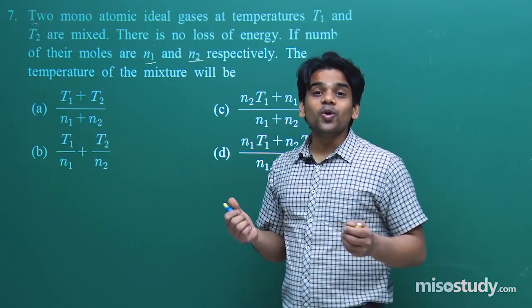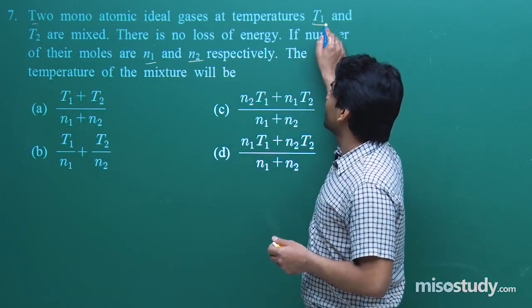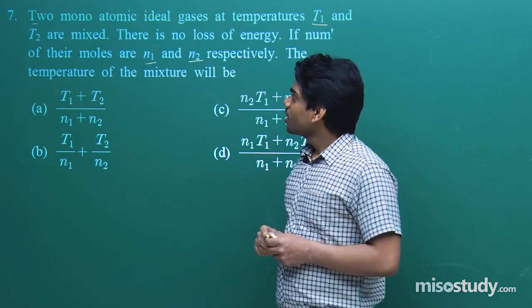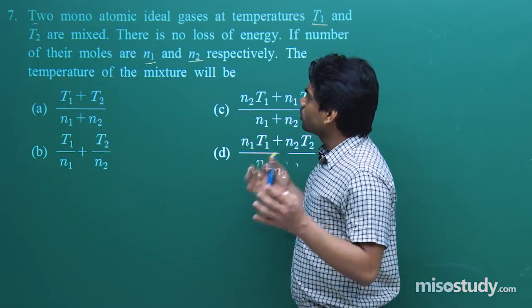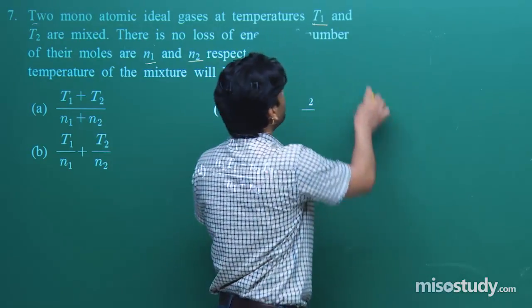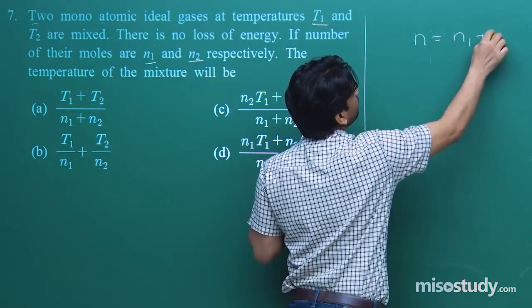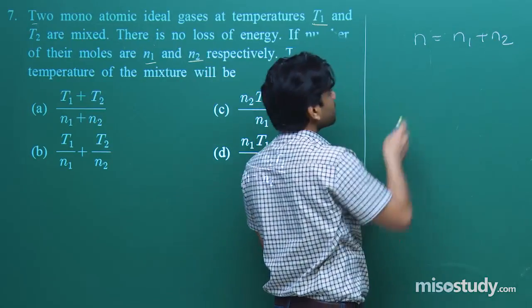See, two monoatomic ideal gases at temperatures T1 and T2 are mixed. There is no loss of energy, and the number of their moles are n1 and n2. Now see, let us say the total number of moles combining the two will be n equals n1 plus n2. That is quite obvious.